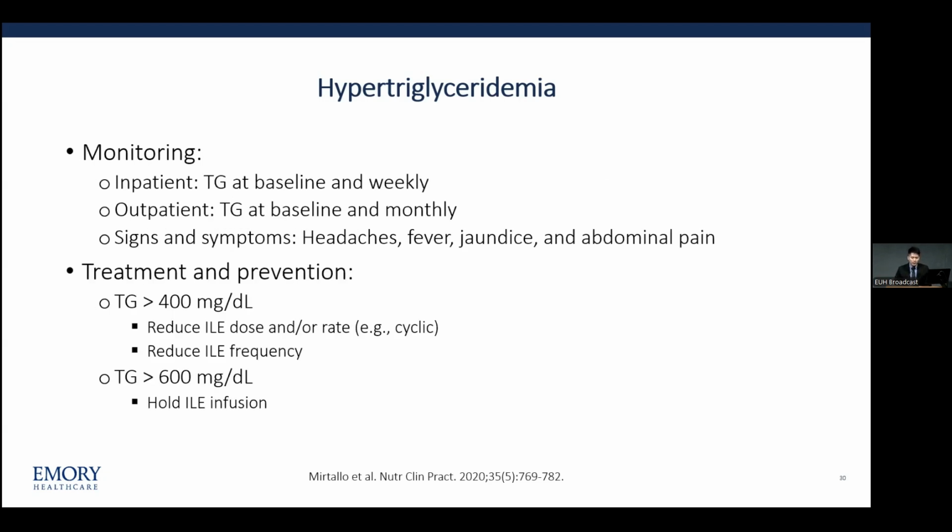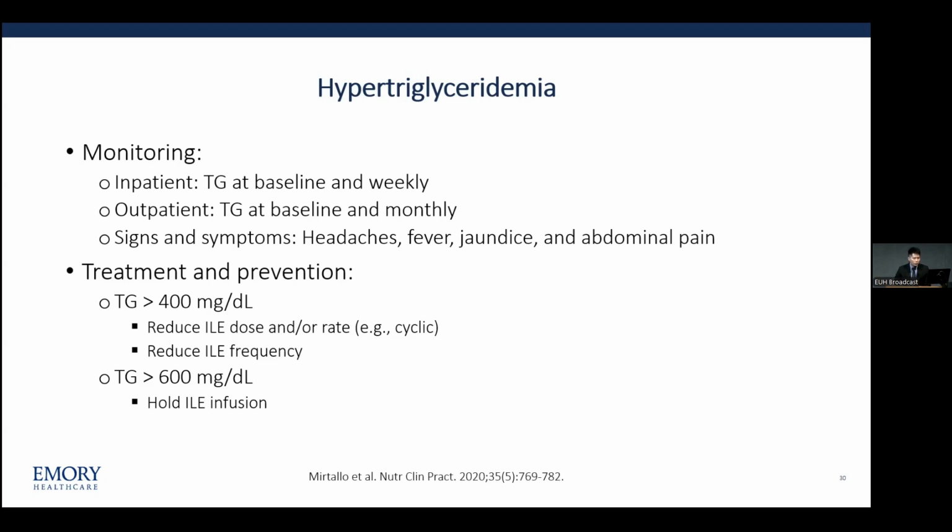For monitoring, for inpatient, we want to measure triglyceride at baseline and then weekly. For outpatient, we measure triglyceride also at baseline and then monthly. Signs and symptoms of hypertriglyceridemia would include headache, fever, jaundice, and abdominal pain. The treatment and prevention of hypertriglyceridemia is based on the triglyceride level.